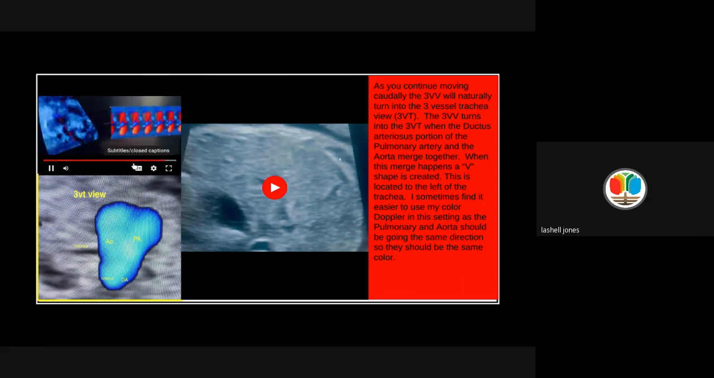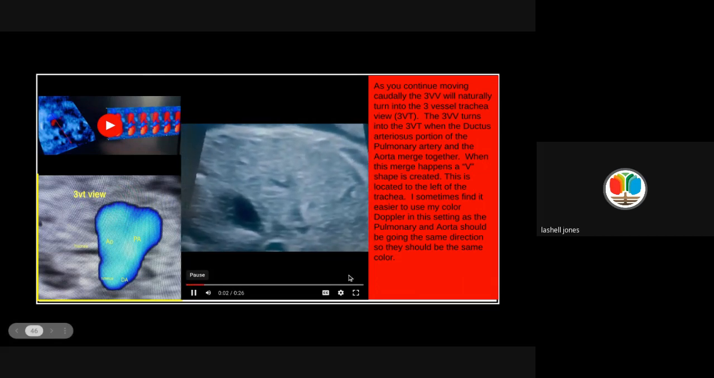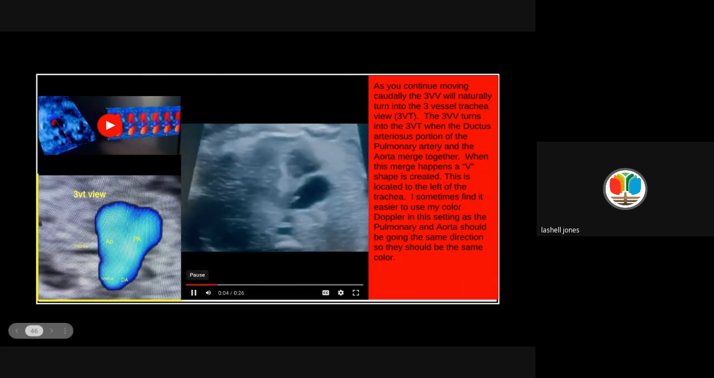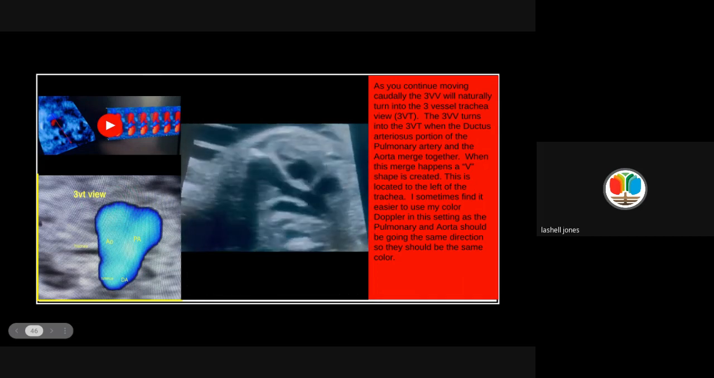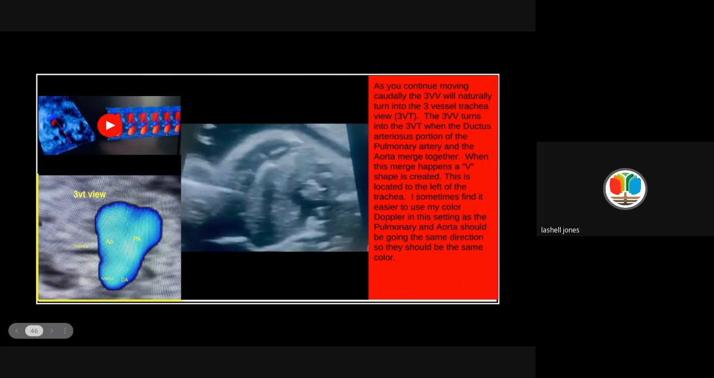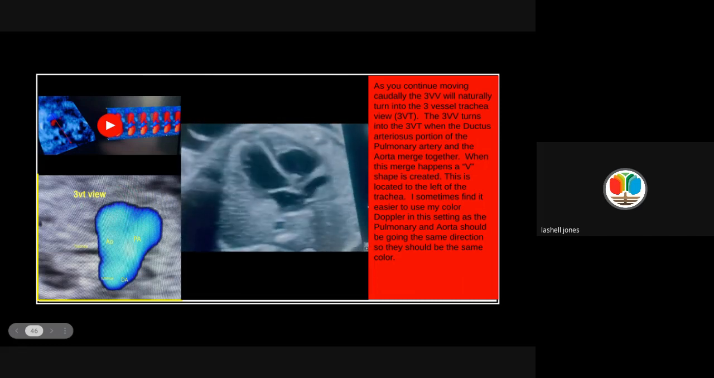And then I also want to show you a sweep from my four-chamber view through my LVOT view. You'll see the crossing over of the pulmonary artery, how it should crisscross, and then you see it leading into the three-vessel trachea view.